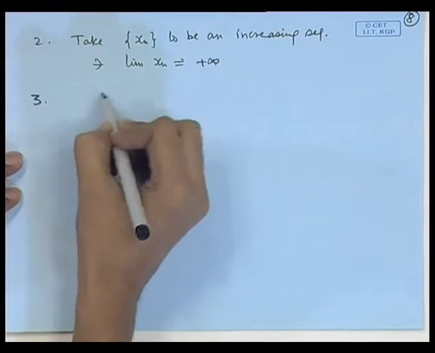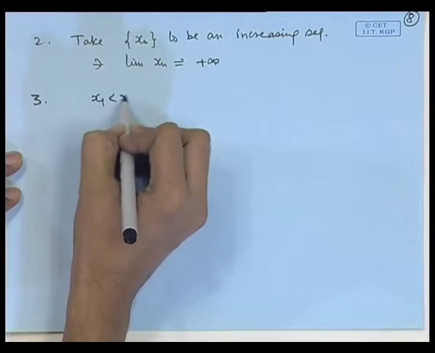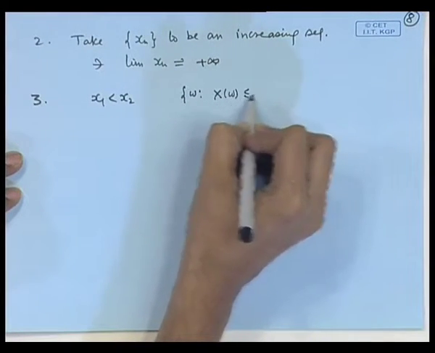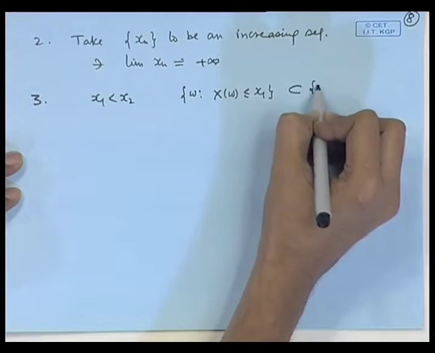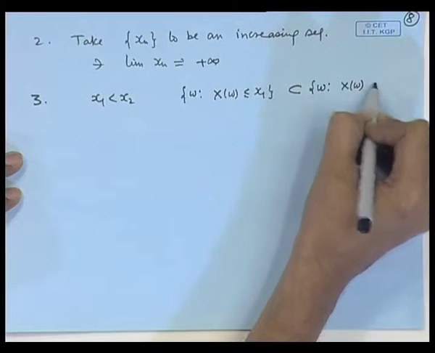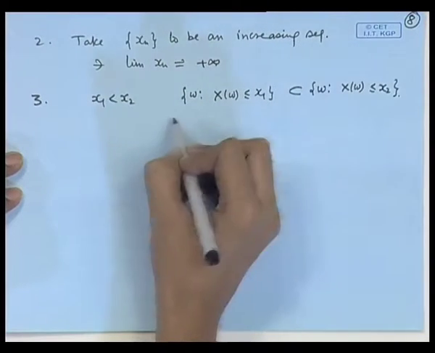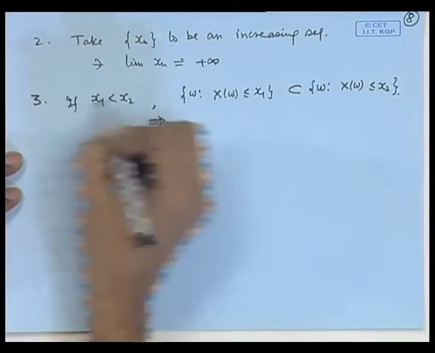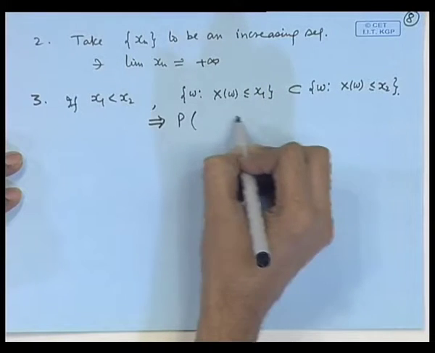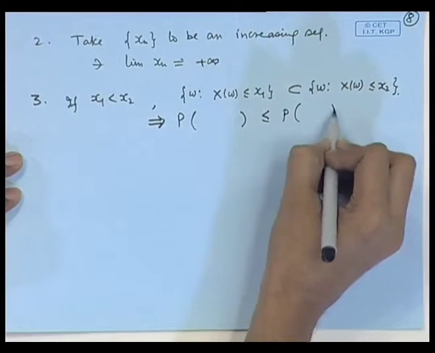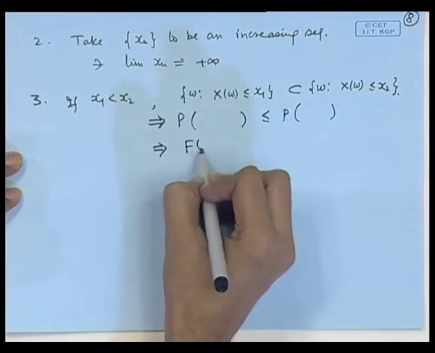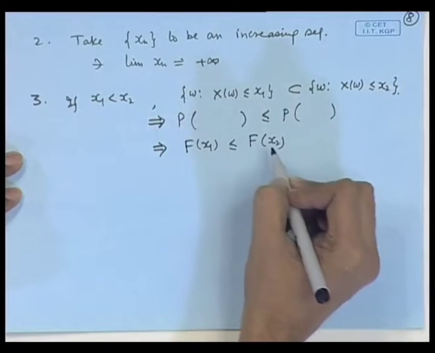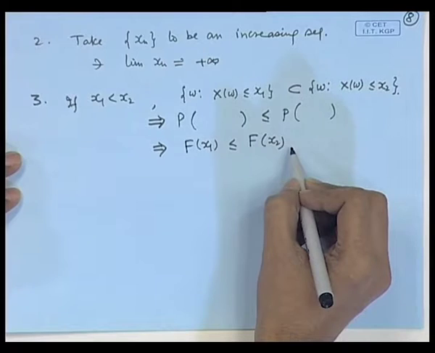To prove the third property, if I have x_1 less than x_2, then the set of omega such that X(omega) less than or equal to x_1 will be a subset of the set of all those omega such that X(omega) is less than or equal to x_2. So, by monotonicity of the probability function, probability of this set will be less than or equal to probability of this set, which is equivalent to saying that F(x_1) is less than or equal to F(x_2). So, the cumulative distribution function is a non-decreasing function.